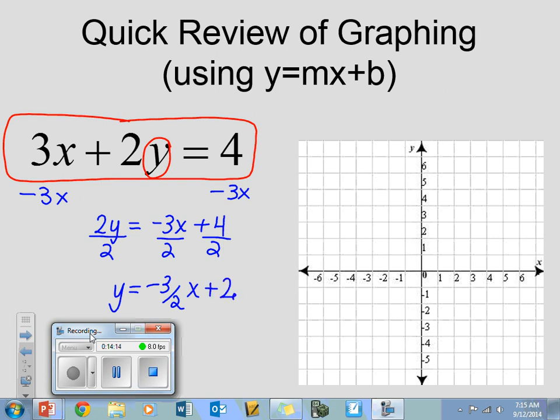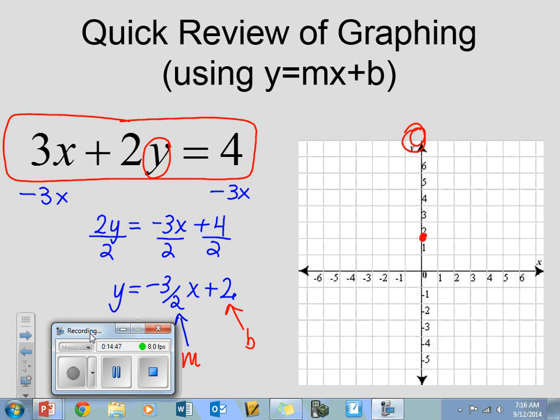Now, notice that I did not write this as a decimal. We do not want to write our slope as a decimal. The best way to keep our slope is in fraction form because it tells us the exact rise over the exact run. So this is our slope. The 2 is our b, or y-intercept. So we'll go to our graph and go to the y-axis, and we will plot the 2 first. So we go up 2 and we plot our b first.